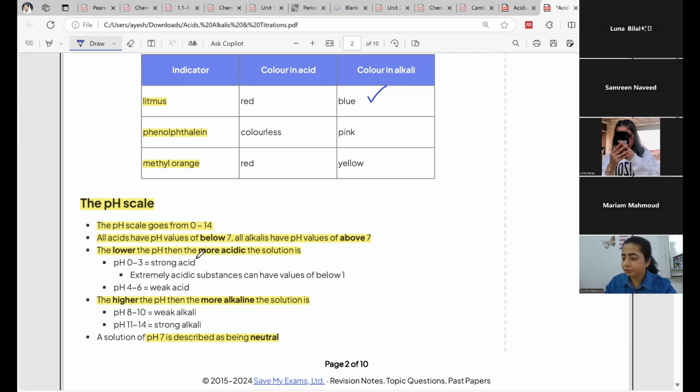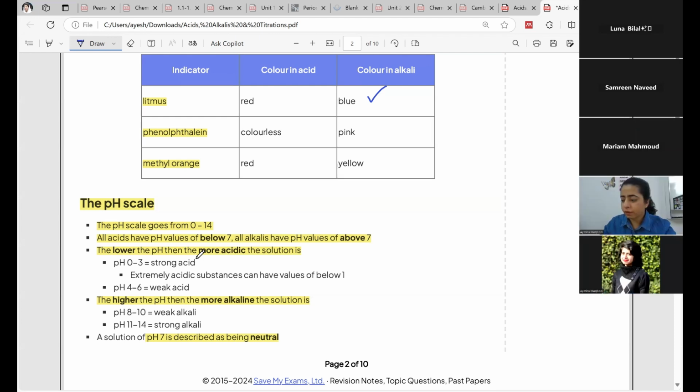Yes, Luna. Miss, for alkali, the higher the number, the more alkali the solution is. Since we take it from 0 to 14, number 14 is the most alkaline solution, the strongest one, you can say. Right. Yes, Alina, do you want to add anything about acid and alkali? No, not really. I wanted to say the same thing. And seven's neutral. Okay.